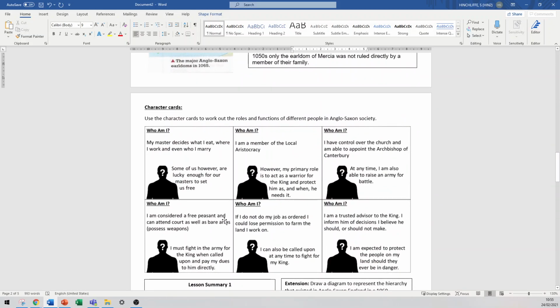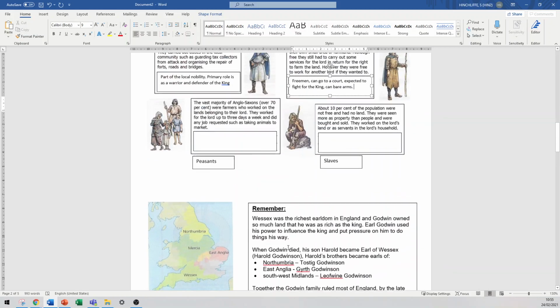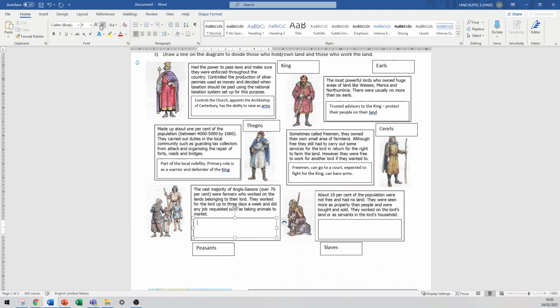Let's have a look at the peasants. So looks like if I do not do my job as ordered, I could lose permission to farm the land I work on. I can also be called upon at any time to fight for the king as well. Yeah, so that looks like the peasant, because the last one says my master decides what I eat and where I sleep and who I marry. So I'm going to infer that's a slave. So the peasants can be removed from their land, and again, similar to the Earl, expected to fight for the king.